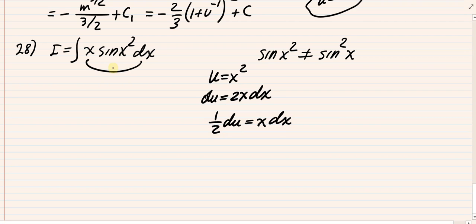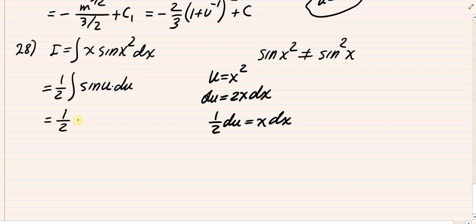Okay, now let's do this. I'm just going to write this as, well, sine x. Remember, I did not let u be sine x, it's just x squared. So that's sine u, but then x dx is 1/2 du, right? So the constant we always put outside, and then here's du. And we proceed with integration.